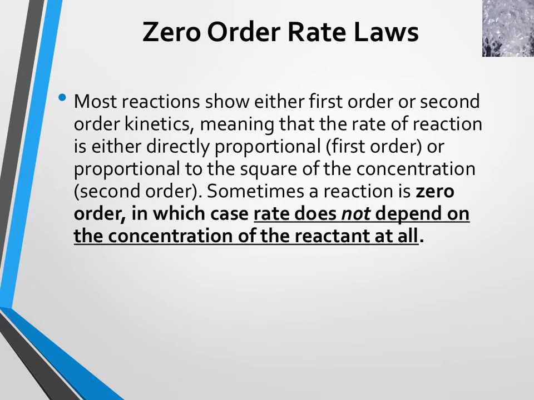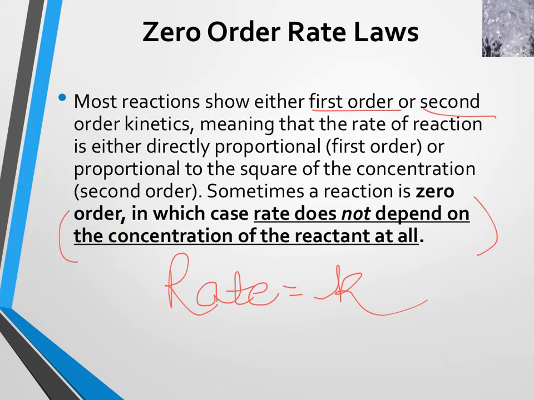All right, so I'm going to go into a little bit more detail about zero, first, and second order. Most of the reactions in real life are either first order or second order. There are some that are zero order, though, so I'm going to start with that. Again, make sure you understand what zero order means. It means the rate of a reaction is not dependent at all on the concentration of a reactant. So basically, the rate in this case is equal to the rate constant.